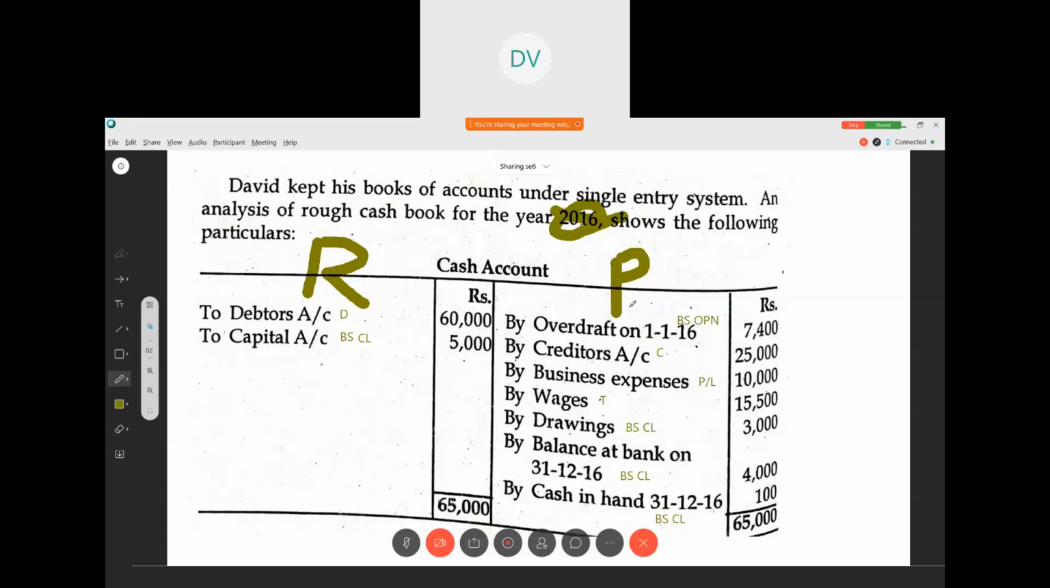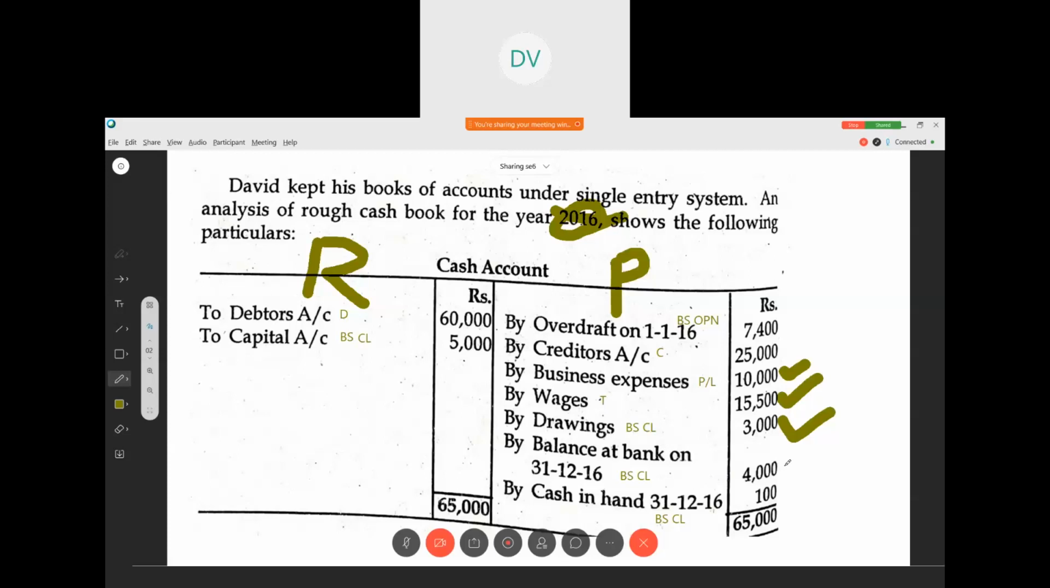Then business expenses. So we paid rupees 10,000 as business expenses. You know it is revenue expenditure, so it will come in the profit and loss account. Wages. You know wages is direct expenses. It will come in the trading account. Then drawings. See this they have given for the year. Usually this will be given at the year end, right? So drawings is given, it will appear in the closing balance sheet. Unless and until they mention it is opening, it is considered as closing, correct?